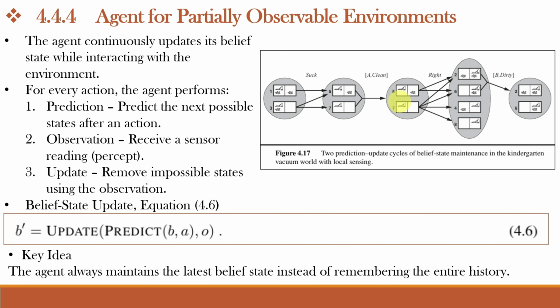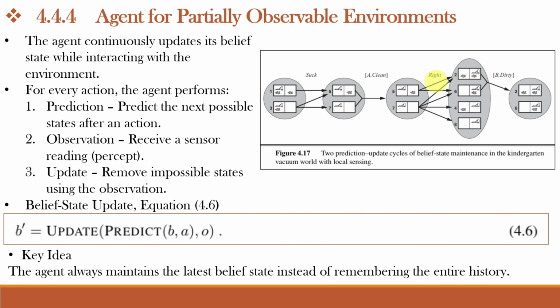So this is an important point. Sometimes observations reduce uncertainty and sometimes they do not. Here both state 5 and state 7 produce the same percept, A, clean. So both remain possible. Next, the agent performs the right action.